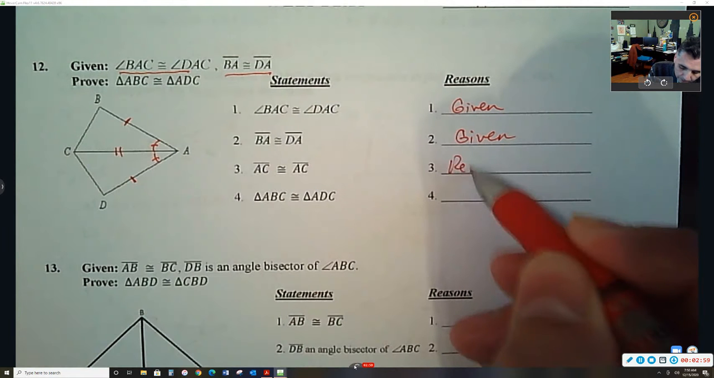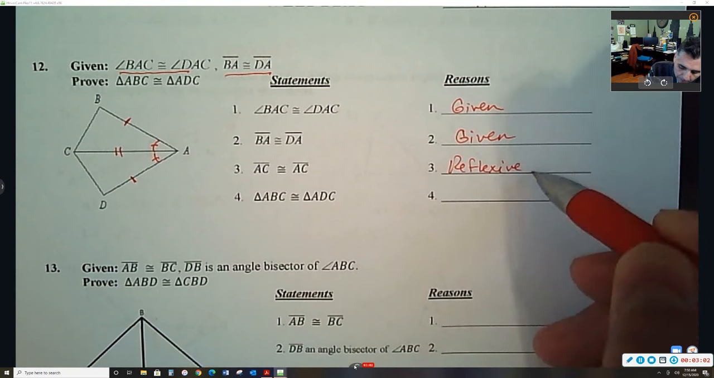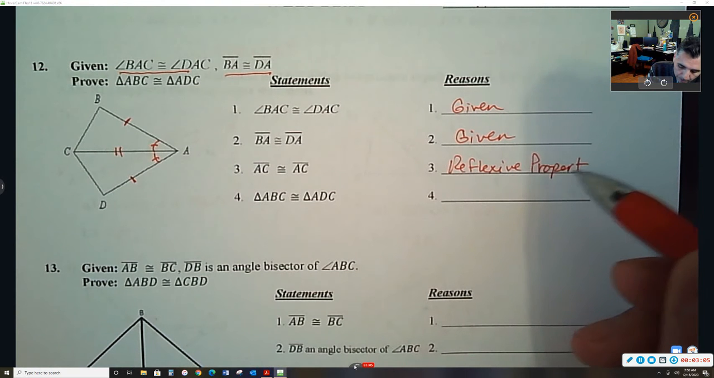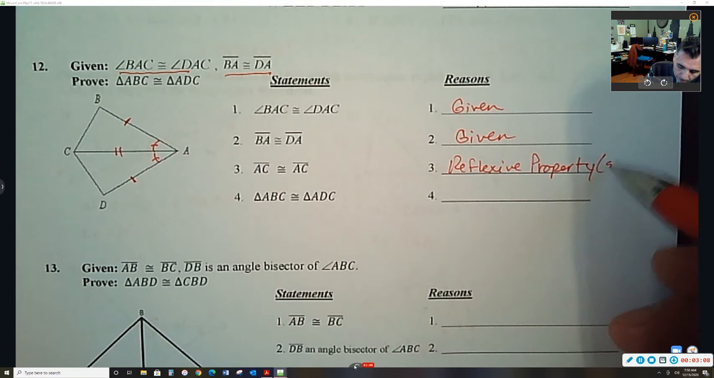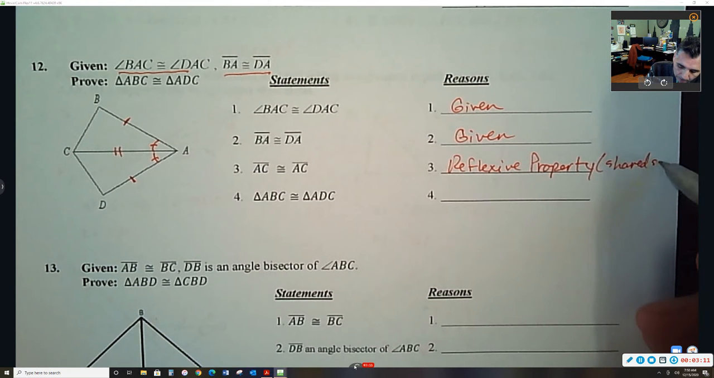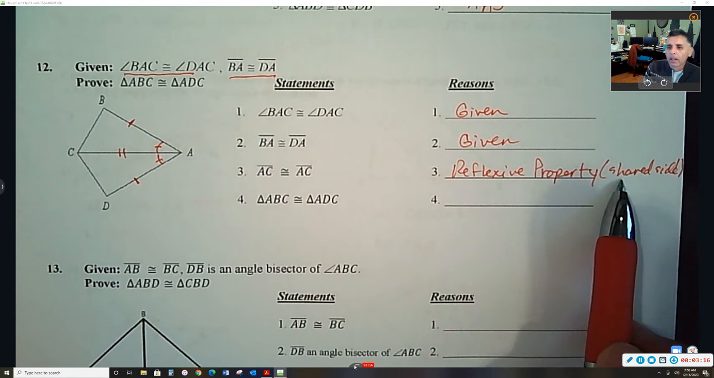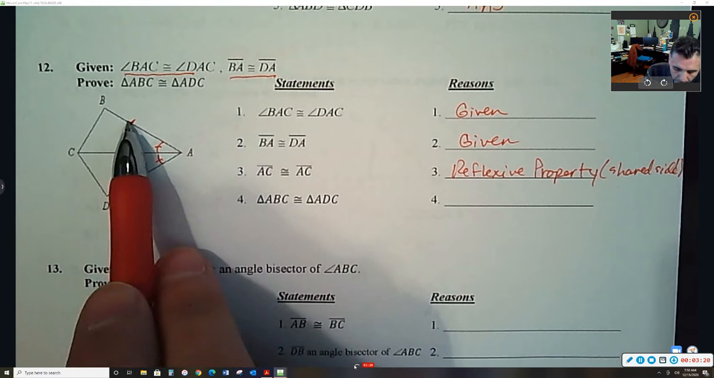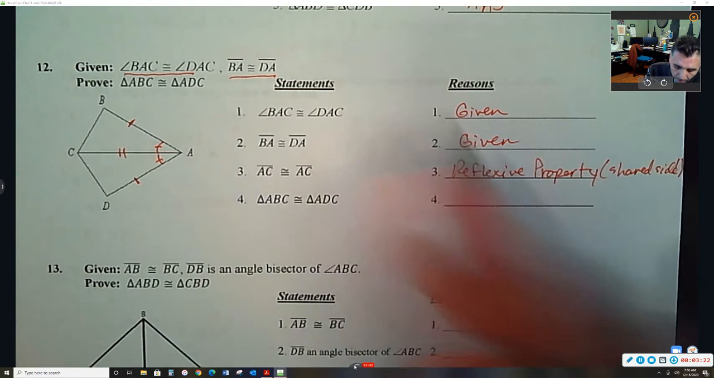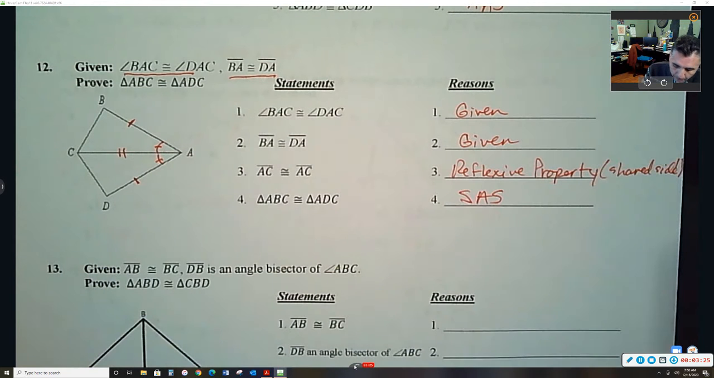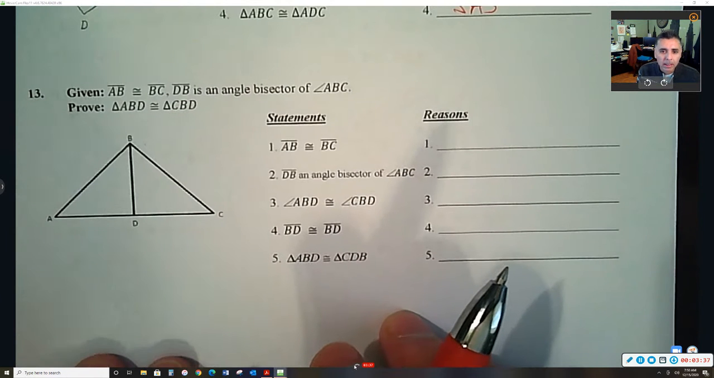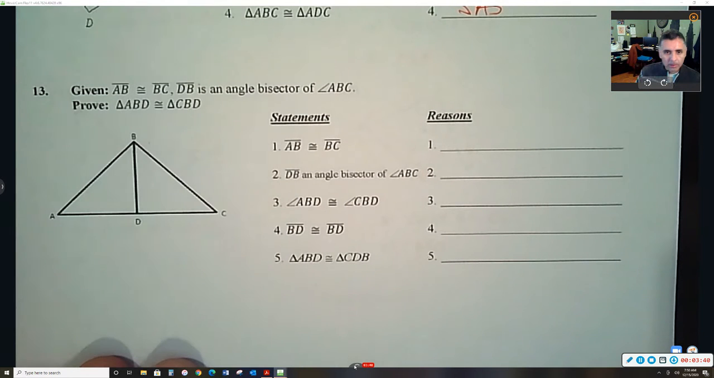How do I know that? It's the reflexive property. Or same side. It's the shared side. And then the last one, if you look at the markings, side, angle, side. Side, angle, side. And we're done. Not too bad. My paper looks crooked. And then the last one, let's do the last one.